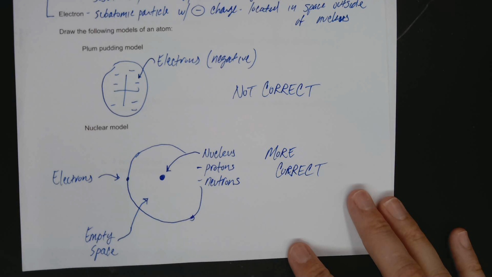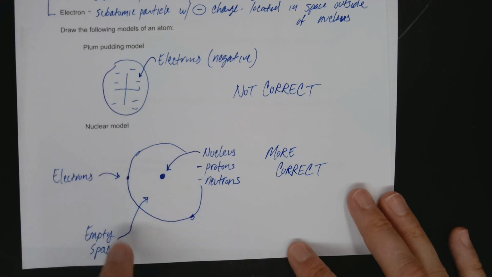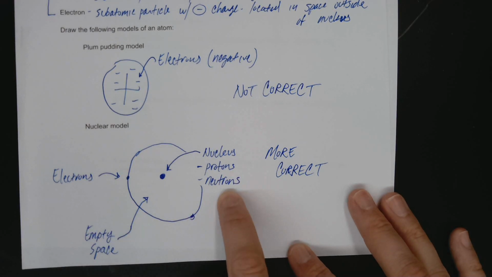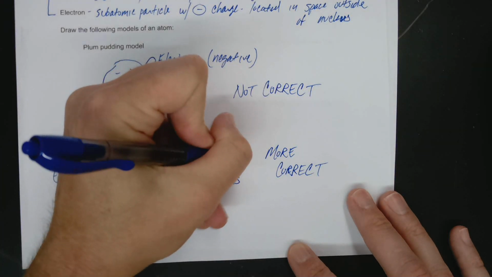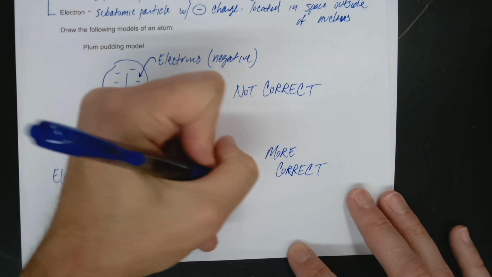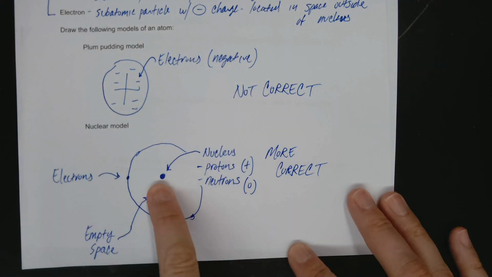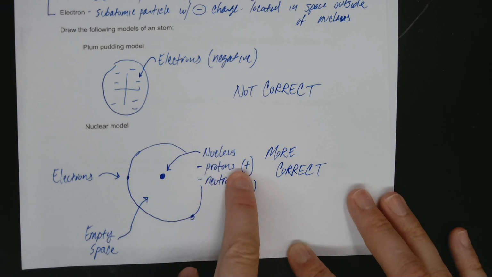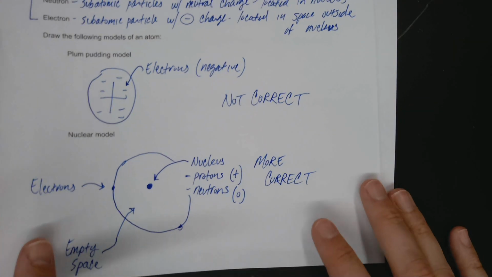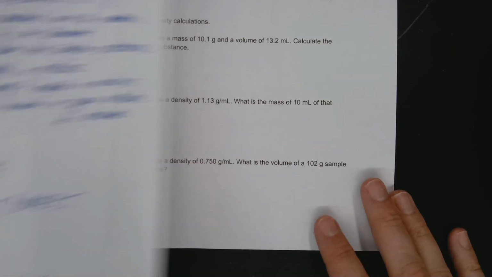So if I asked you a question like, which subatomic particles are in the nucleus according to the nuclear model, you should be able to tell me it's the protons and neutrons. What charge does the nucleus have? Well, protons have a positive charge, neutrons are neutral, so the nucleus is positive. Okay.